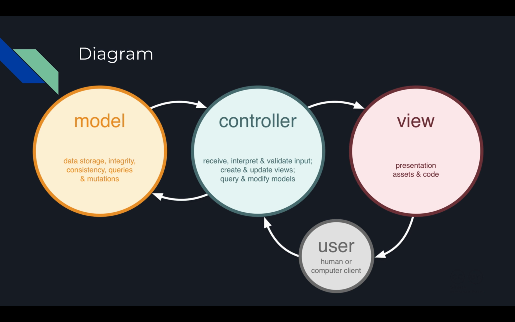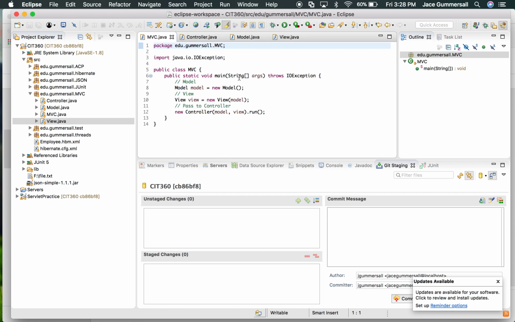I have a very simple example of how I did that in Java. We'll go ahead and go into Eclipse here, and we can see that I have a little MVC class created. What it does is it creates a model, it creates a view that passes the model to it, and then it creates the controller which passes the model and the view to it, and it runs it. Before we actually run it, we'll go ahead and look into these a little bit.